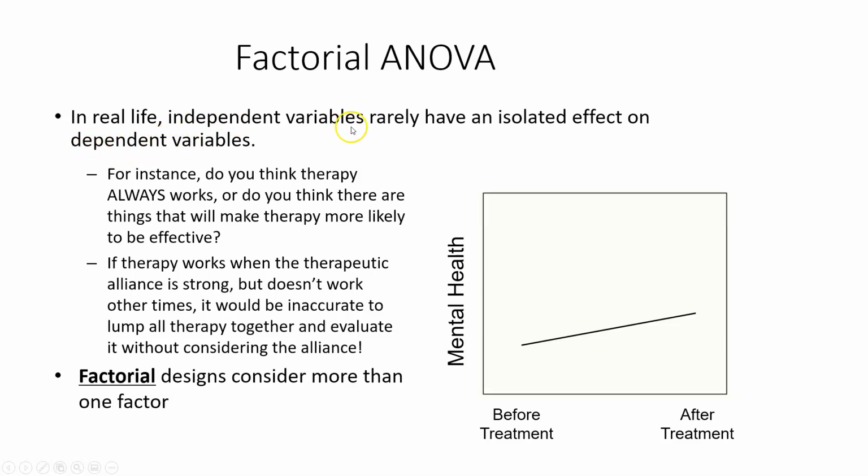But one independent variable isn't going to impact dependent variables in isolation. It will usually work in concert with other independent variables. So, for instance, do you think that therapy will always work? Or do you think there are things that will make therapy more likely to be effective in some circumstances compared to others? If therapy works when the therapeutic alliance, for instance, is strong, but doesn't work at other times, then it would be inaccurate to lump all therapy together and evaluate it without considering the alliance.